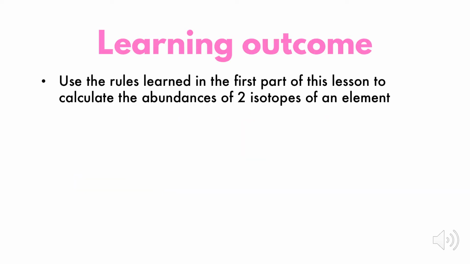The learning outcome for this lesson then is to use the rules learned in the first part of the lesson to calculate the abundances of two isotopes of an element. The way we'll do this is I'll give you two practice questions. The first one, if you get stuck at any point, you can restart the video and I'll give you a little bit of guidance about what to do next. The second one, I'm going to leave you to do it completely by yourself. For each question as well, I'll ask you to present your answer in a slightly different way so that you can get the opportunity to see different types of examples that might come up in the exam.